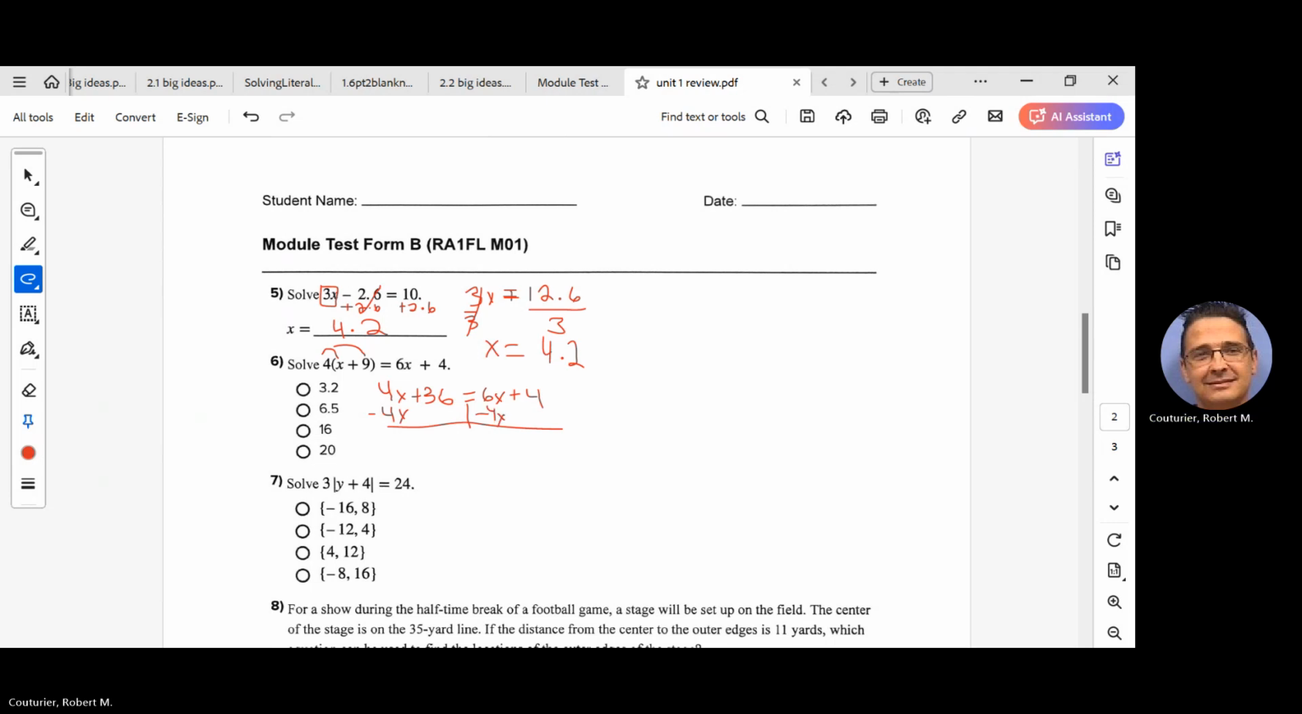Okay, 6 minus 4 is 2 x's. These cancel, which means I need to move this to the other side. So I'm going to subtract the 4. 36 minus 4 is 32. Well, our x is almost by itself. We have to divide by 2. And if I divide one side by 2, I'll divide the other side by 2. And then we take 32 divided by 2 gives us 16.